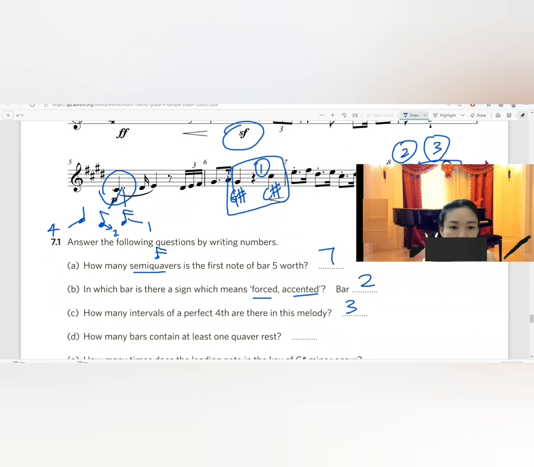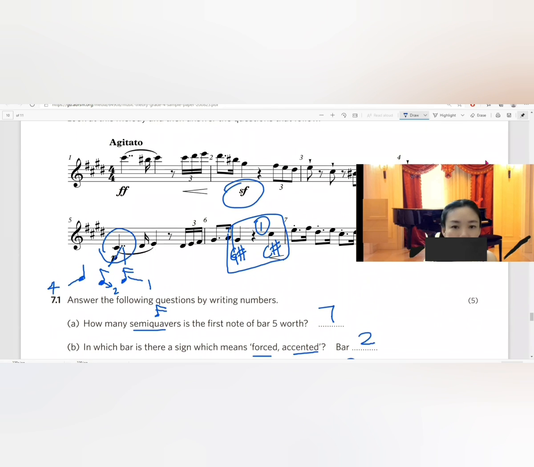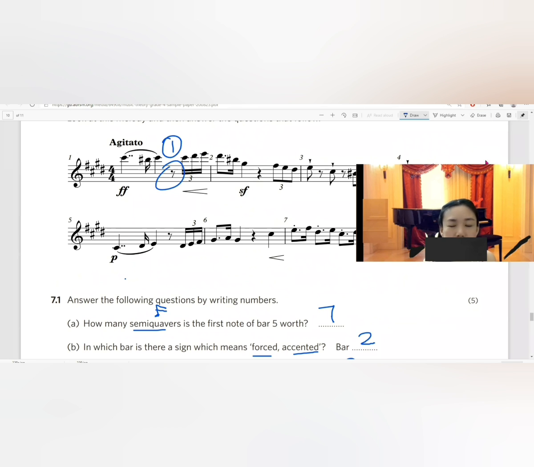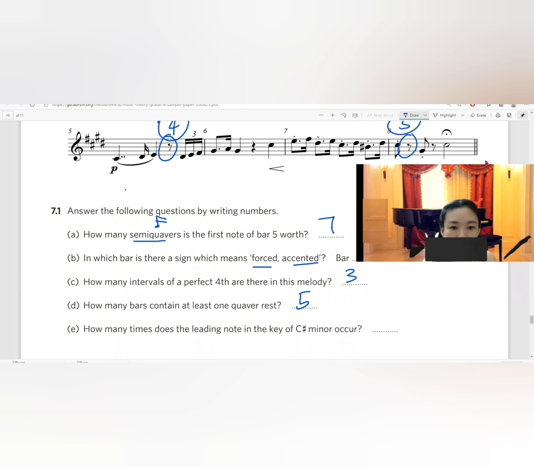How many bars contain at least 1 quaver rest? Okay, so how many bars are there? Let's count. Let's look for the quaver rest. Over here is the first one I found with at least 1 quaver rest. And here, another, 2. Here is another bar that has a quaver rest. This is the fourth one. And over here, another quaver rest, 5. So altogether, there are 5 bars that have a quaver rest.